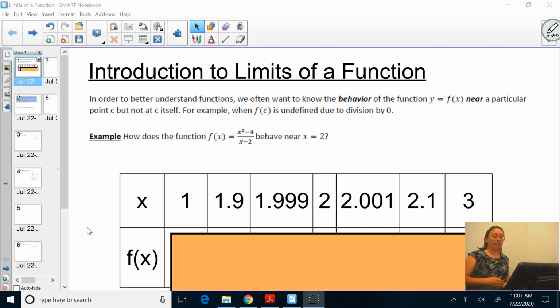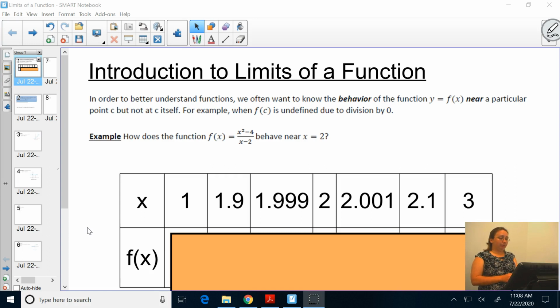So, introduction to limits of a function. In order to better understand functions, we often want to know the behavior of the function near a particular point. We'll call it C. But maybe not at that point C itself. You want to know what's happening around that point. For example, when you approach C, and maybe that point C is undefined, what does the curve do? Does the curve go towards C and then just have a hole, like an open circle? Or does that function approach that C value and shoot to infinity? Or maybe the function goes to negative infinity? What does the function do as it gets closer to that one point where maybe the function's undefined?